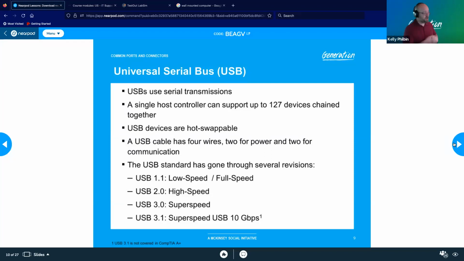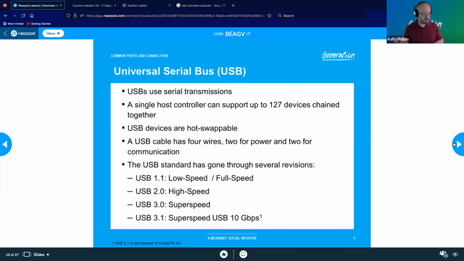Now, there's another term, warm swappable. What does that mean? So we know what hot is, we know what cold is. What would warm mean for us? Devices need to be stopped in the operating system. Wonderful, Tamika. So we need to stop the device first. We need to take an action before we can remove it. So we have to eject the USB before we can remove it.